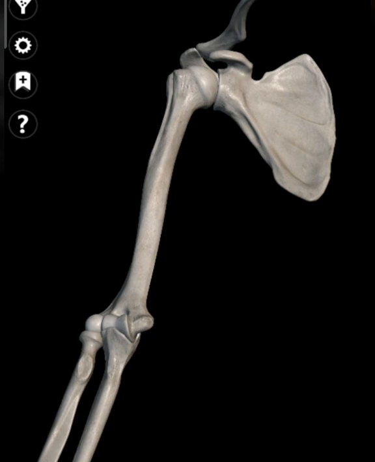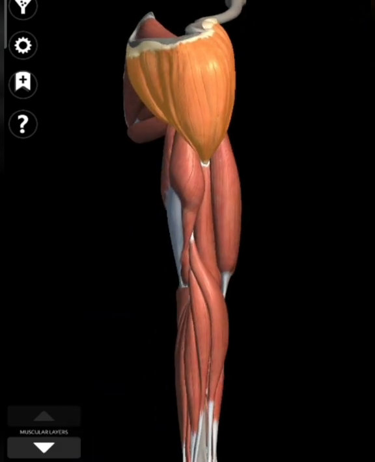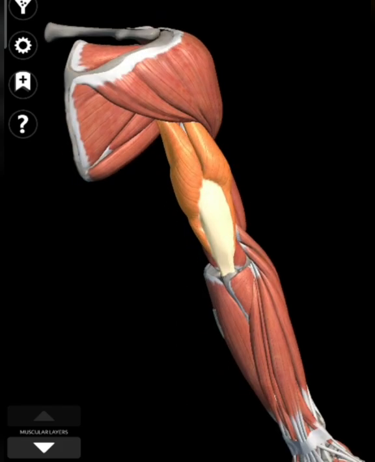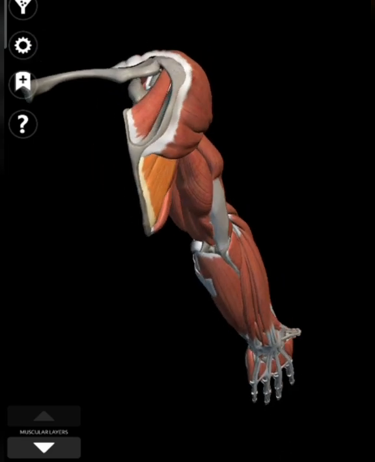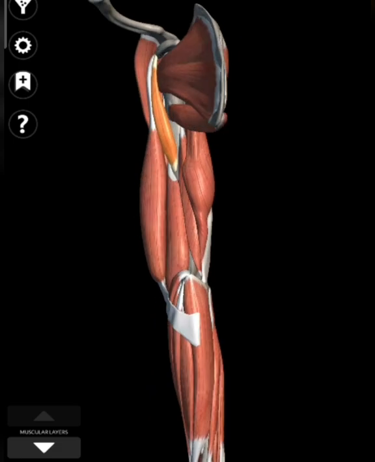Now let us summarize this. You can see over here, this muscle is biceps brachii, and this is deltoid. This is triceps. There are three heads: long head, lateral head, and medial head. And you can see over here, this is teres major, this is teres minor, this is infraspinatus, this is supraspinatus, this is deltoid, and this is coracobrachialis. We have already mentioned these structures.